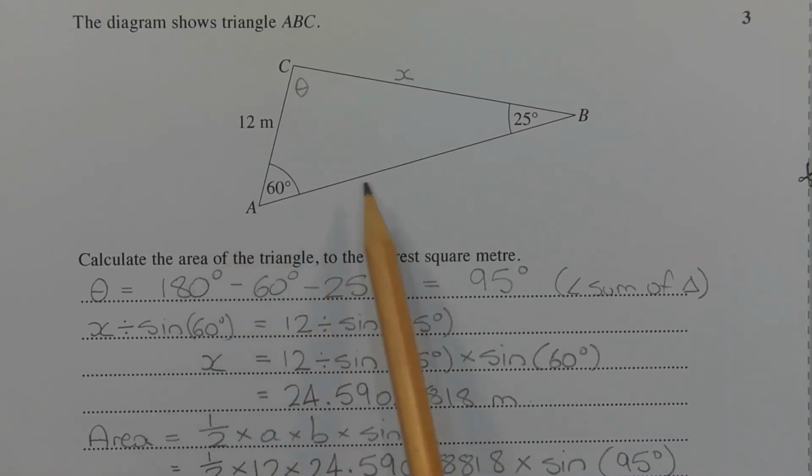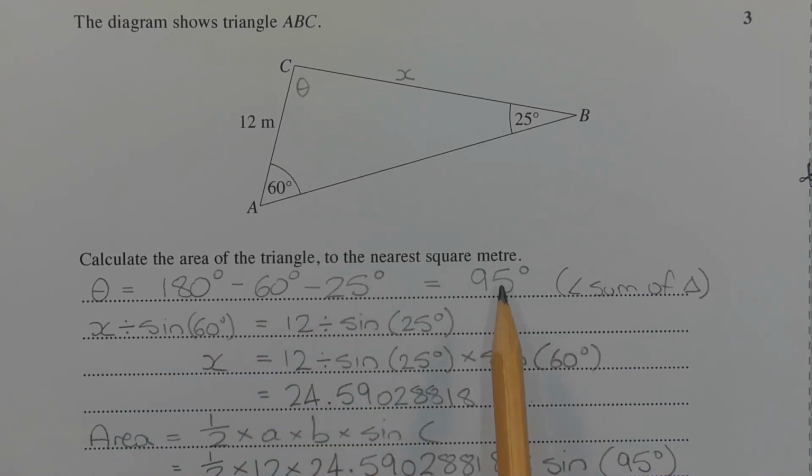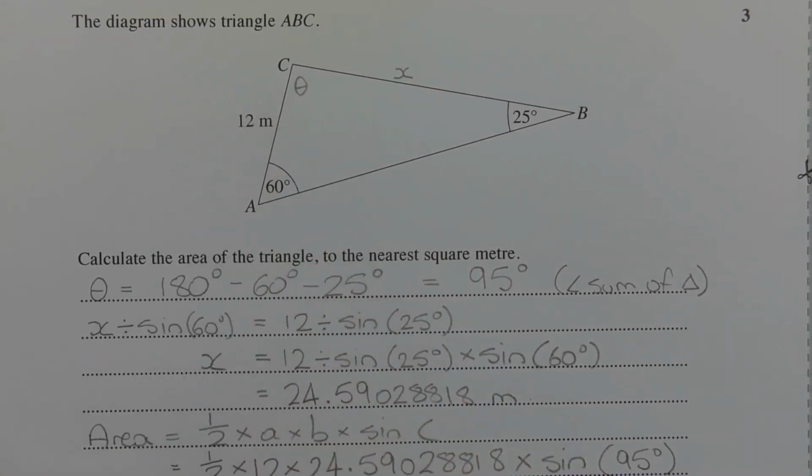So using the angle sum of a triangle property, in other words, all angles add up to 180 degrees in any triangle, theta is equal to 180 degrees minus 60 degrees minus 25 degrees, and that gives us 95 degrees. So this angle here is 95.